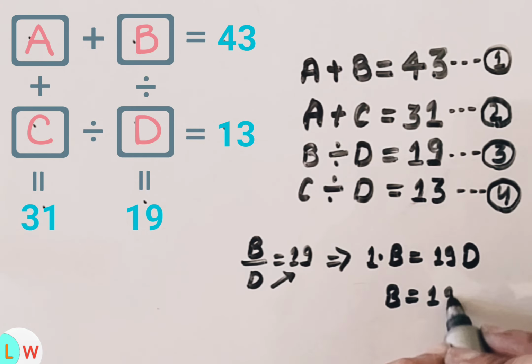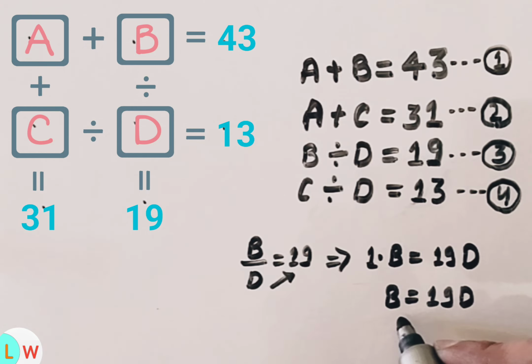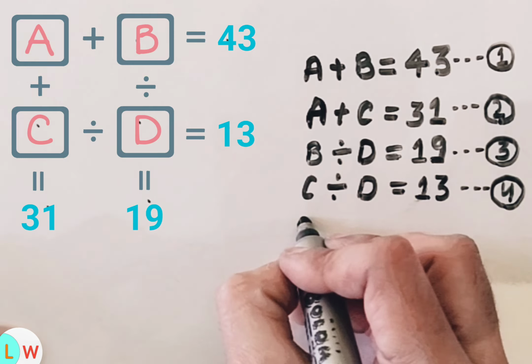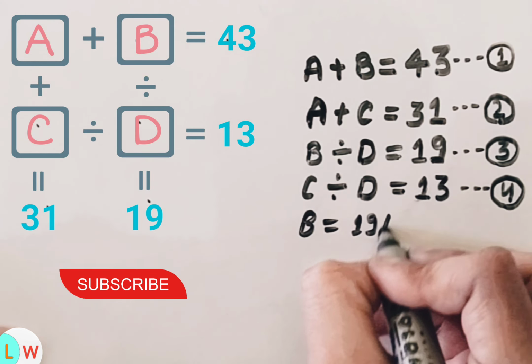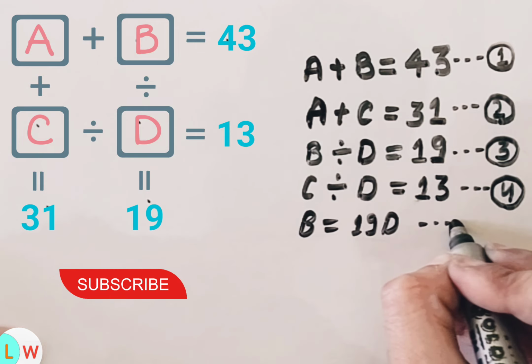So we no longer have our fractions. So let me just go ahead and copy down over here. So we got b equals 19d, right? I am gonna call this one equation number 5.